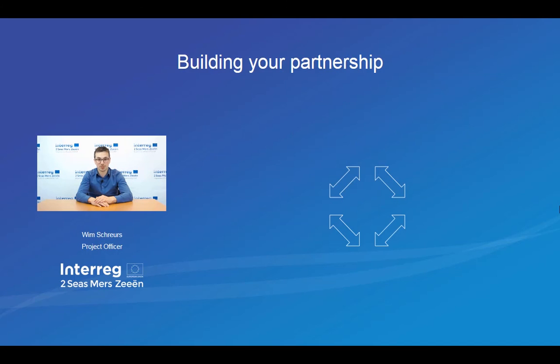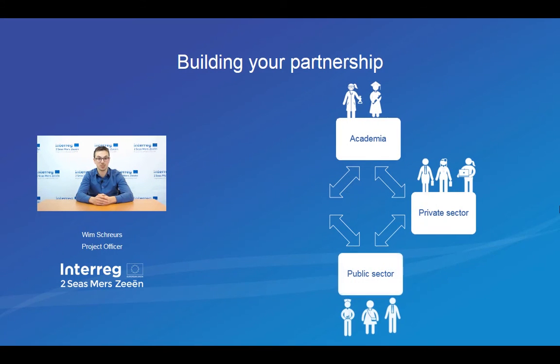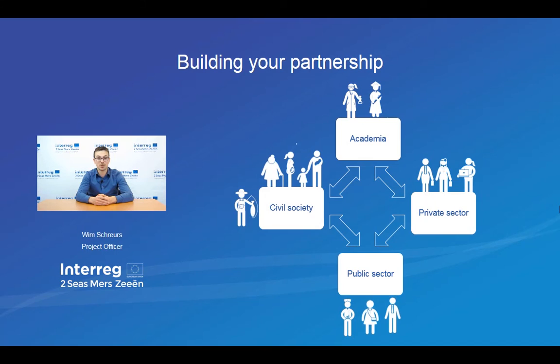More important, however, is to build the right partnership. What we as a program are looking for to achieve as much change and as durable change as possible is to have a quadruple helix of partners in your partnership. This means that we try to involve the academic sector, the private sector, the public sector, as well as civil society.